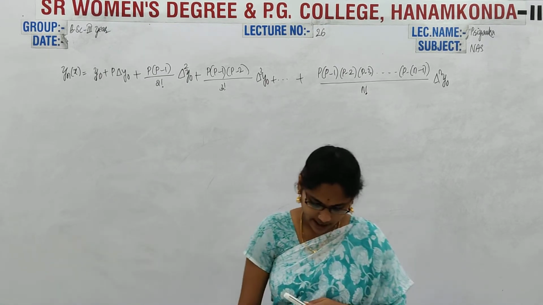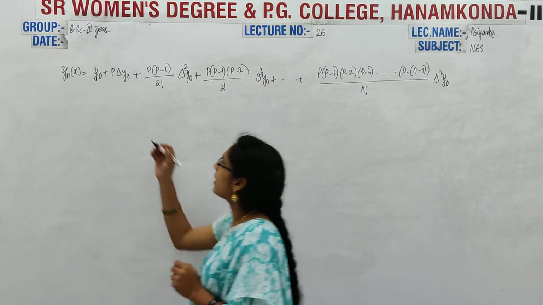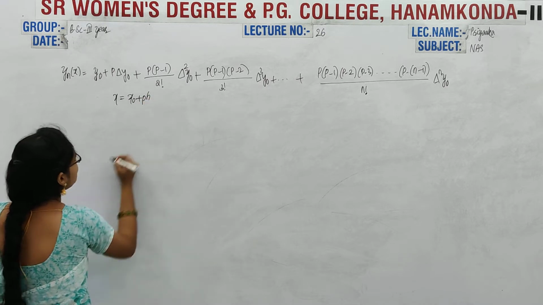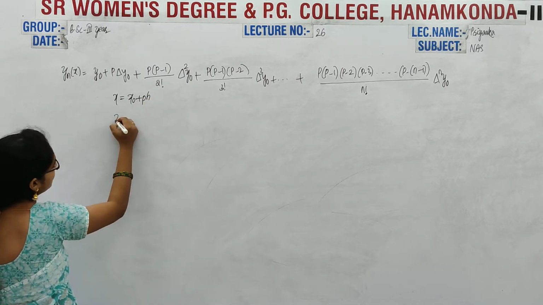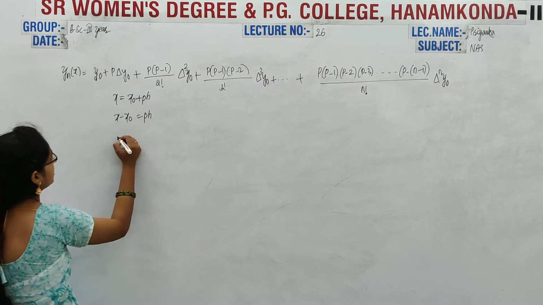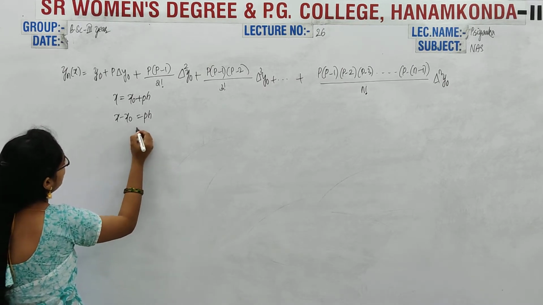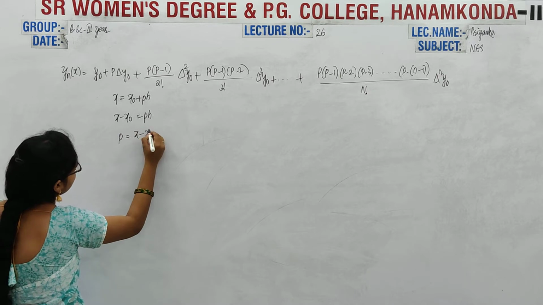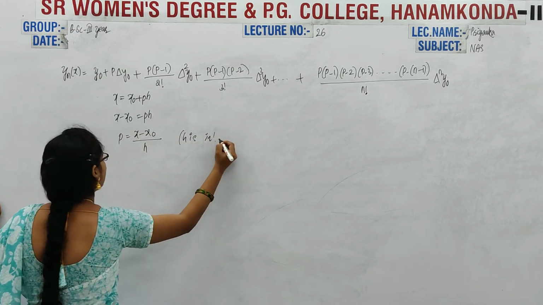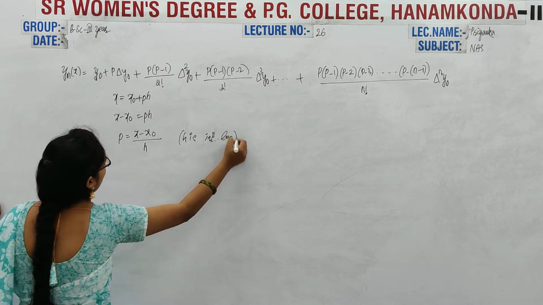Here the value of p is nothing but, generally we take x equal to x naught plus ph. Then from this, x minus x naught equals ph. Then what is the value of p here? p equals x minus x naught by h, where h is the interval length.